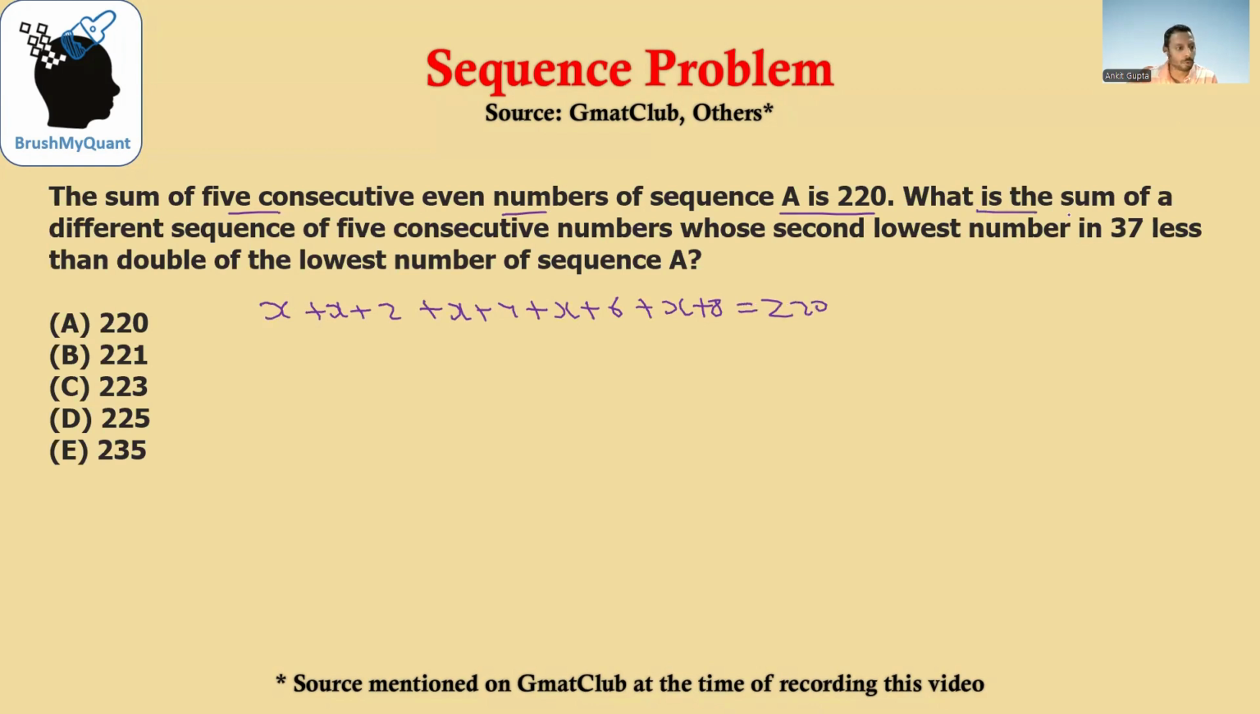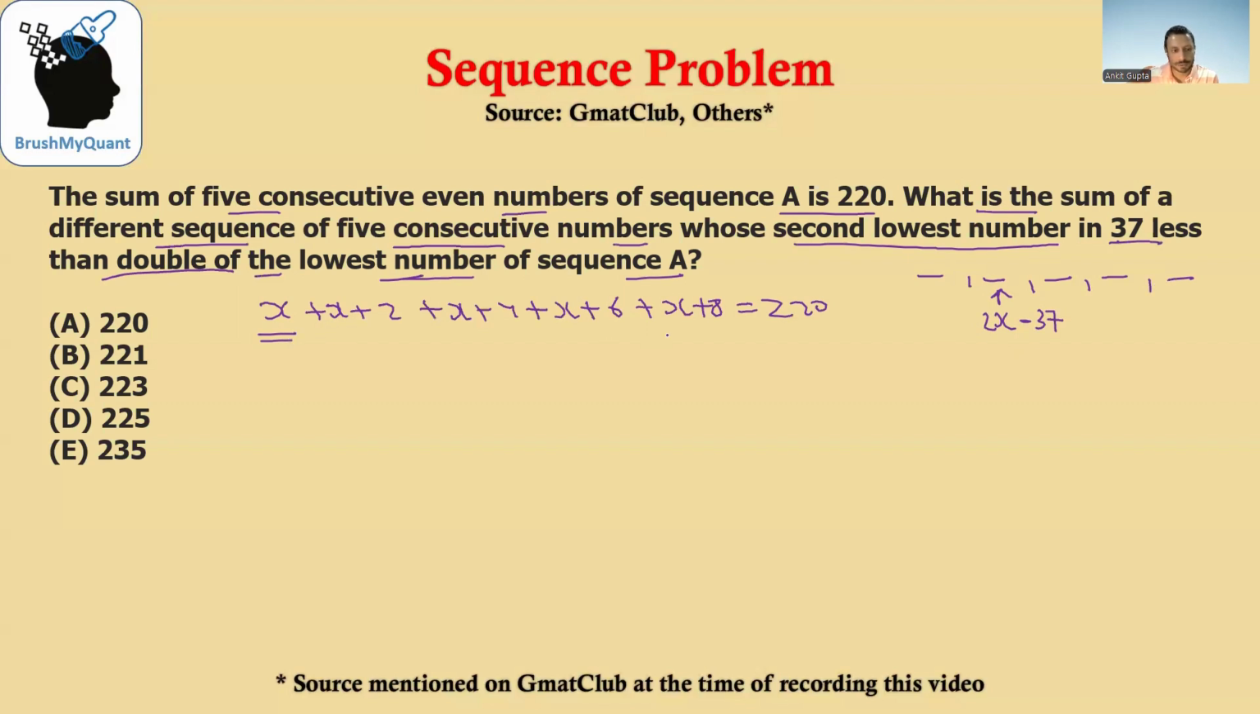Now, what is the sum of a different sequence of 5 consecutive numbers whose second lowest number is 37 less than double of the lowest number of sequence A? So there is a second series whose second lowest number is 37 less than double of the lowest number. So the lowest number is x, so this number is actually equal to 2x minus 37. Now let's solve for x and then we will look into the second series.